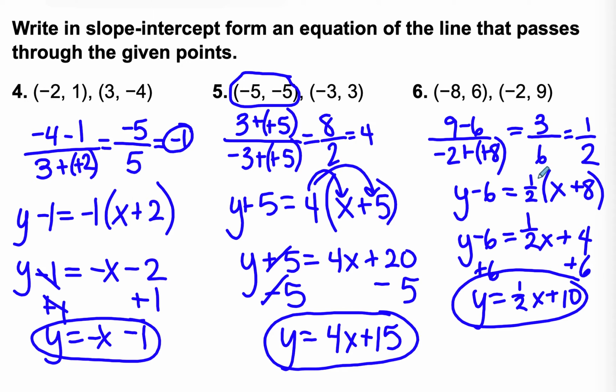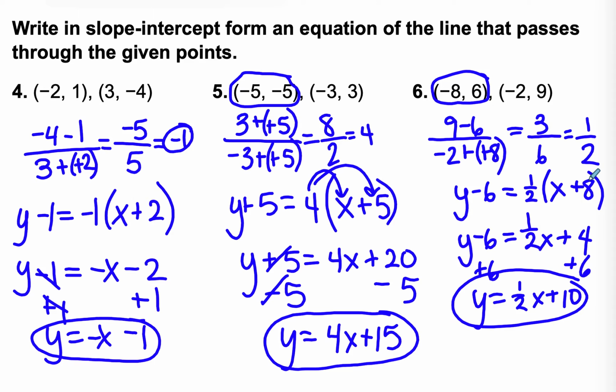Then I put it into my equation. I chose the first ordered pair to go into my equation. I could have chosen the second one. It wouldn't matter in the end. So I have y minus my y value, 6, equals my slope, 1/2, times the quantity x minus my x value, minus negative 8, which is the same thing as plus 8.